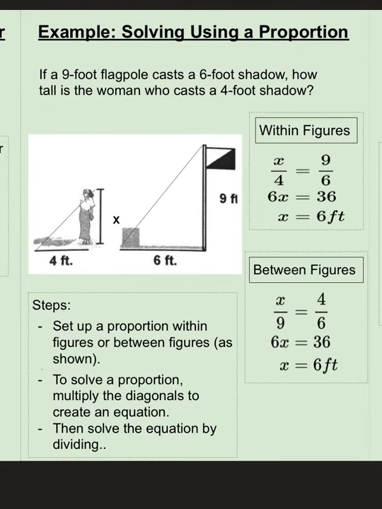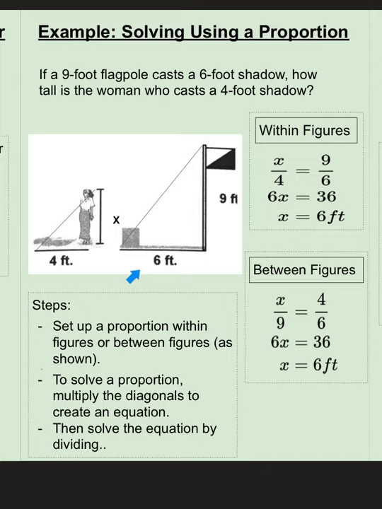Now I have another example where the scale factor is not really going to work. I have a 9-foot flagpole cast a 6-foot shadow. How tall is the woman who casts a 4-foot shadow? So you can see the two over here. You've got the woman with her shadow. You've got the flagpole with its shadow, and I made them both into triangles. So you've got similar right triangles.